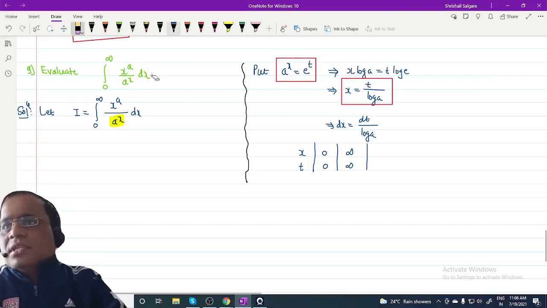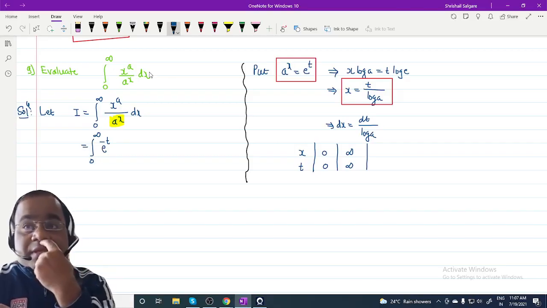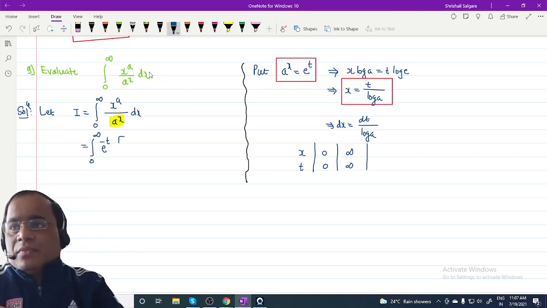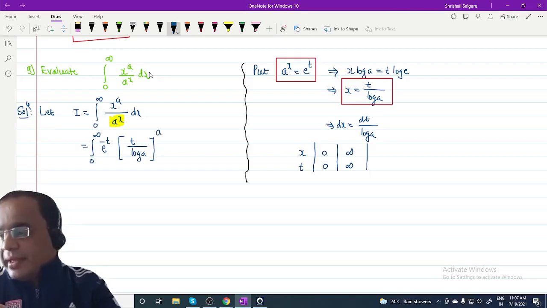Therefore, this integral becomes new limits 0 to infinity, and e raised to minus x, sorry, e raised to x I will write first, and that you are substituting as e raised to t, and that you have to write in the numerator. So that's why it becomes e to the power minus t. Now replace the value of x as t divided by log a, raised to a, and dx is dt divided by log a.